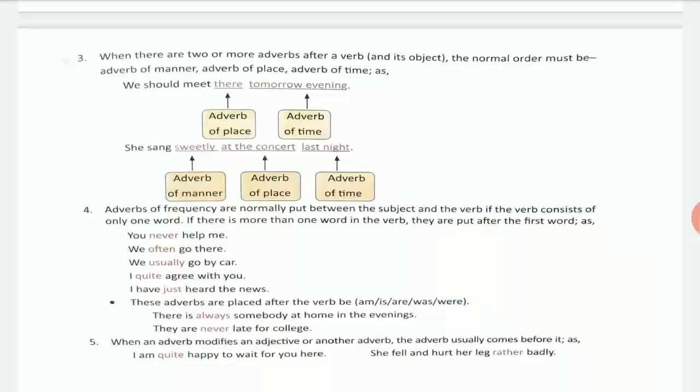We have completed a very important aspect of the adverb today. So kindly go through the video again, revise the topic thoroughly, and practice the exercises that are given in your book.